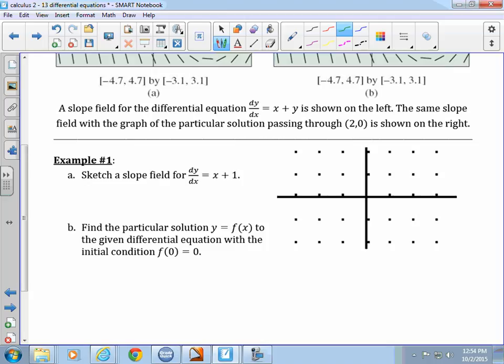Okay, so sketch a slope field. A slope field is literally individual slope lines drawn at each point. Well, this is the derivative, right? Which is the slope. So what's the derivative at (0, 0)? What is the slope at the point (0, 0)? 1. Does everyone agree? What does a slope line with a slope of 1 look like?